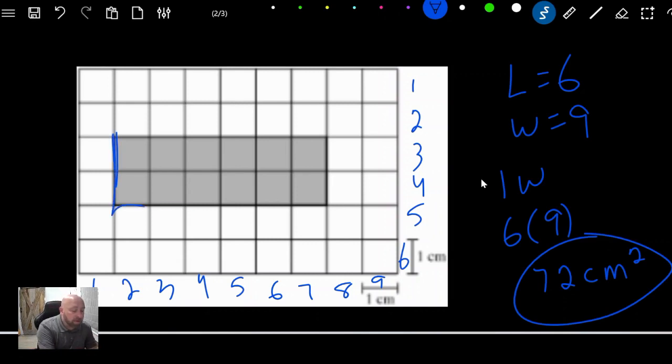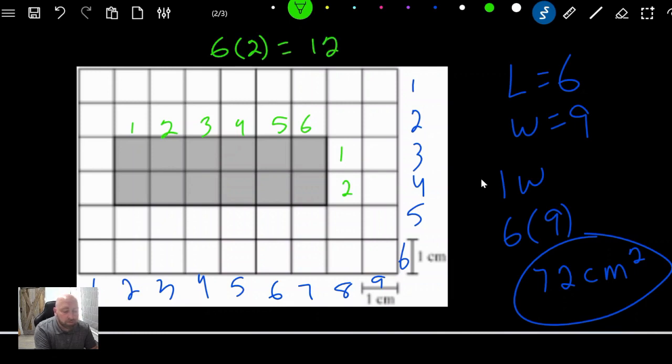Now, how would we find the area of the little shape? We'd do it the same way. We'd come up here and we'd say, okay, this is 1, 2, 3, 4, 5, 6, and down it's 1, 2. So we would just say 6 times 2. The area of the inside shape is 6 times 2, or 12 centimeters squared.